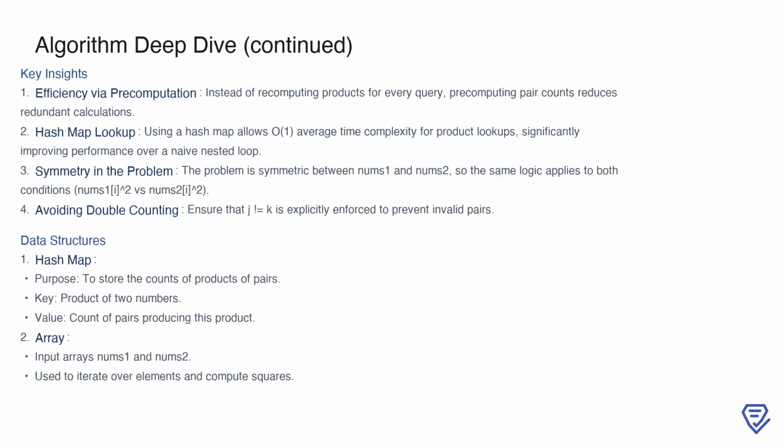There are several key insights that make this algorithm efficient. First, pre-computing the pair counts eliminates the need to repeatedly calculate products for every query, significantly reducing redundant computations.